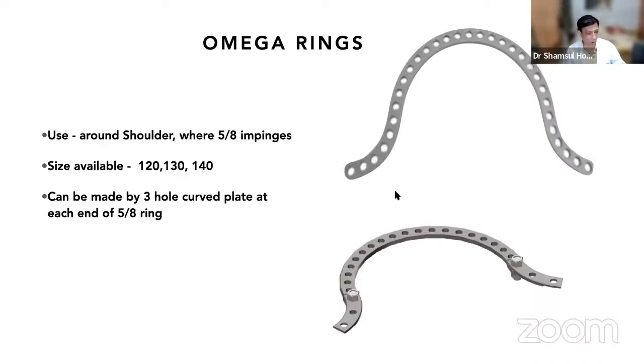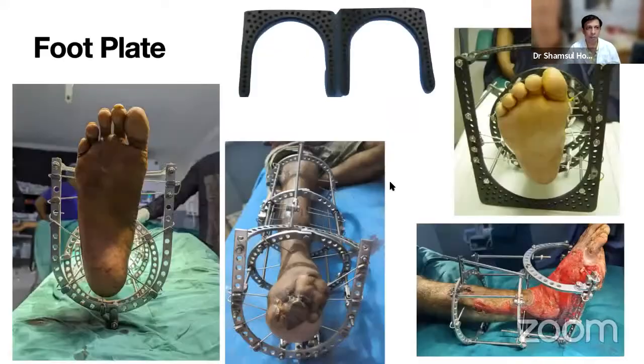Regarding the omega rings, these are lesser used, but can be used well around the shoulder, in the proximal part around the head of the humerus, where a 5/8 ring impinges. The sizes available are 120, 130, 140. It can be made by a 3-hole curved plate at each end of the 5/8 rings.